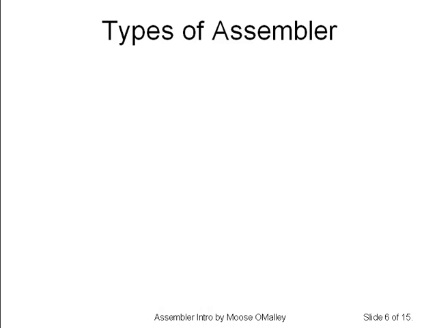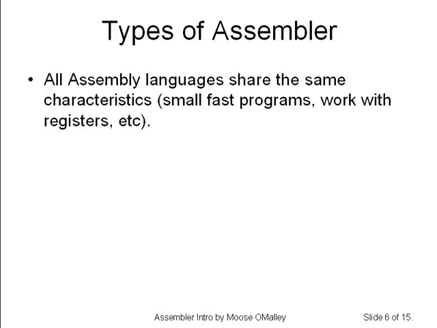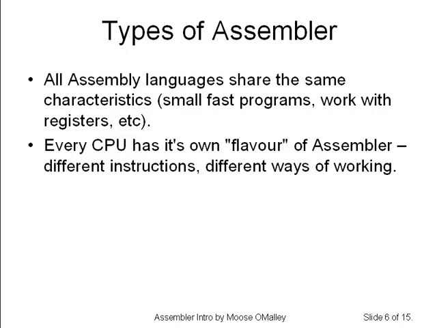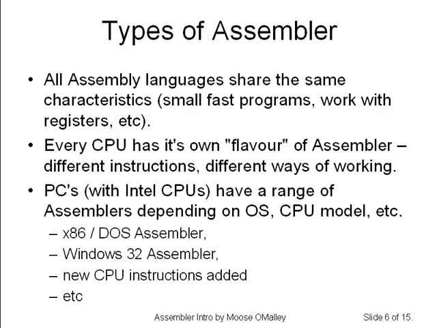So there are various types of assembler. All assembly languages share the same characteristics. They're small, fast programs that work with the registers. The command sets are basically similar in a lot of ways, but the commands may vary, and the number of commands may vary, and the power of the commands may vary. So every CPU has its own flavour of assembler, with different instructions, different ways of working, different opcodes, different interrupt codes, all sorts of things are different. But the basics of assembler are pretty similar across all CPUs in broad terms.